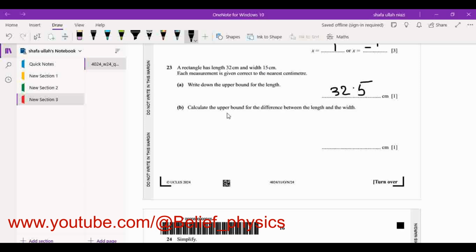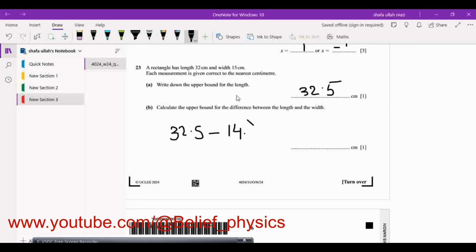Calculate the upper bound for the difference between the length and the width. So we use the upper bound of the length and lower bound of the width. So this will be equal to 32.5 minus 14.5.